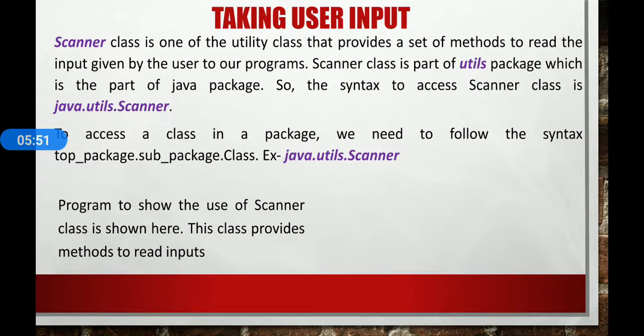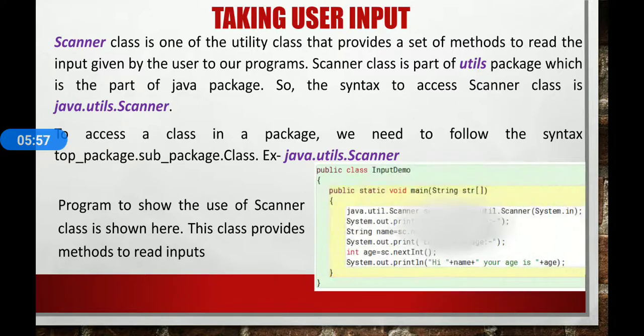This program shows the use of the Scanner class. This class provides methods to read inputs. Here it is given java.util.Scanner sc. It means sc is the object, and new java.util.Scanner is the class name of Scanner, and it passes the argument System.in. Then it will ask to input name, then age, then display the output.